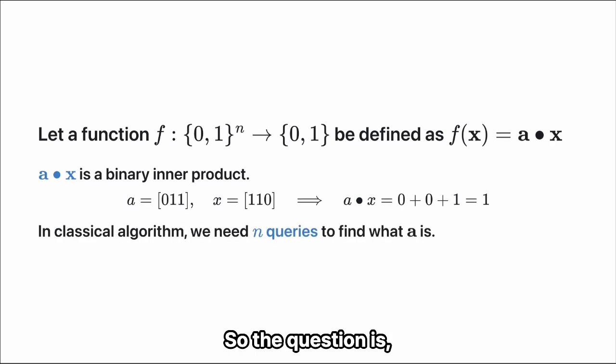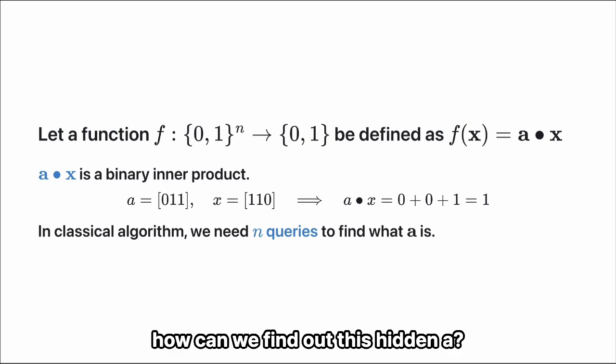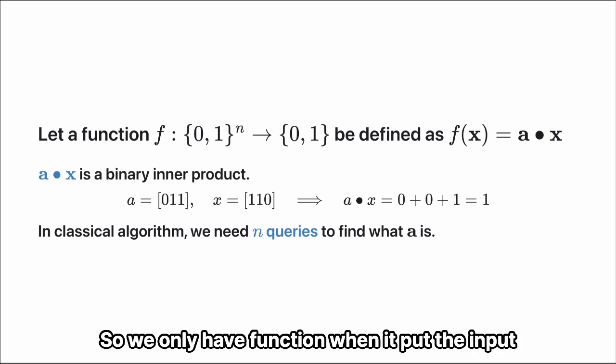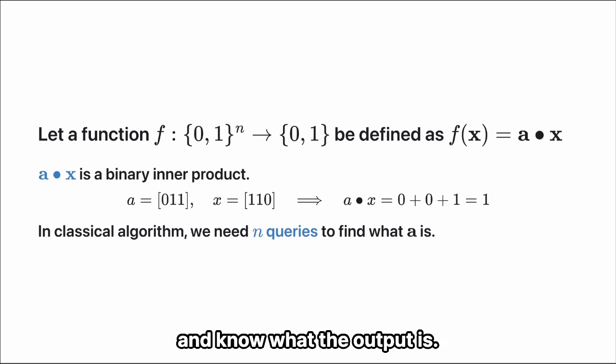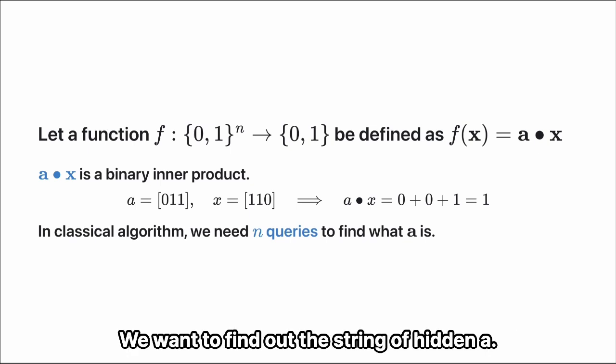So the question is, how can we find out this hidden a? We only have a function where we put in the input and know what the output is. We don't know what a is. We want to find out the string of the hidden a.